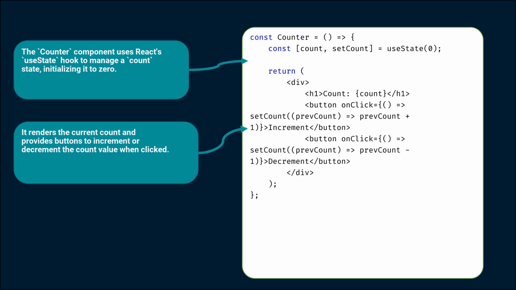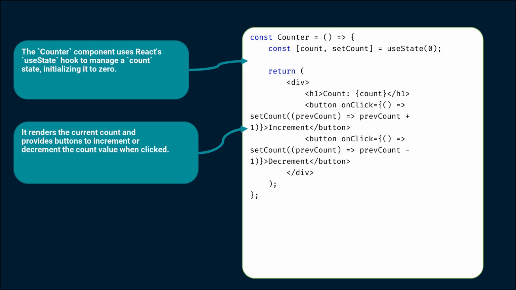When the increment button is clicked, we call setCount, passing in a function that takes the previous count as an argument, prevCount, and adds 1 to it. This approach ensures that we always use the most up-to-date count value, which is particularly important for handling multiple updates that may occur in quick succession.